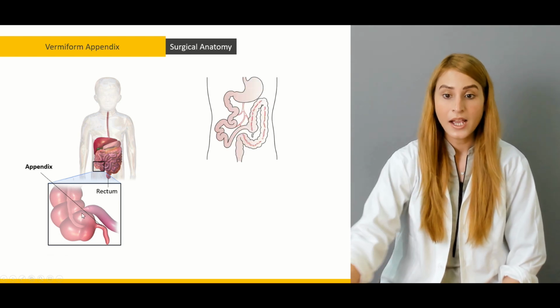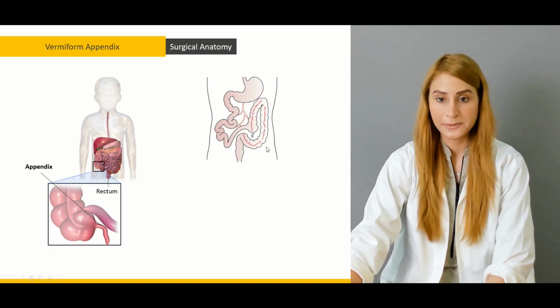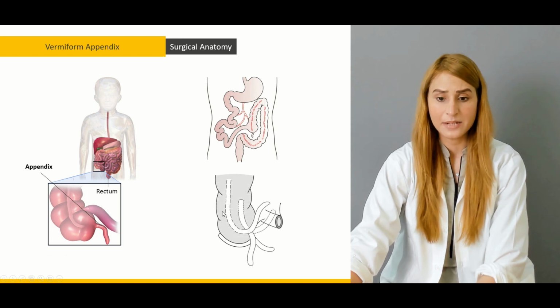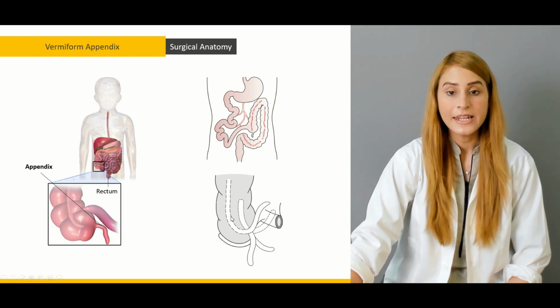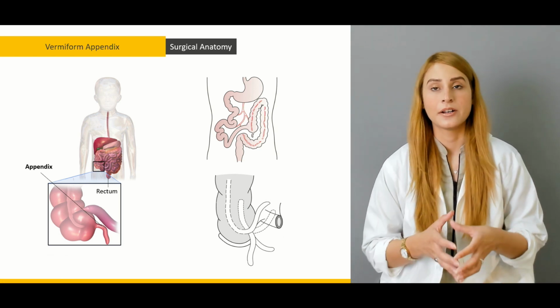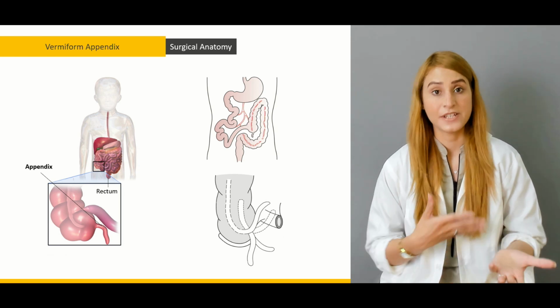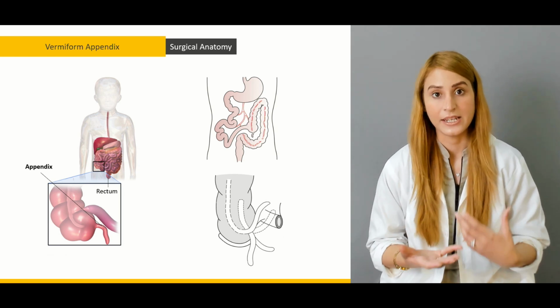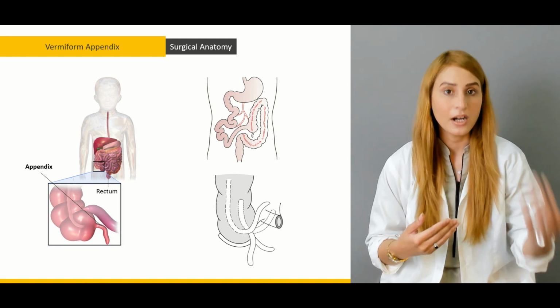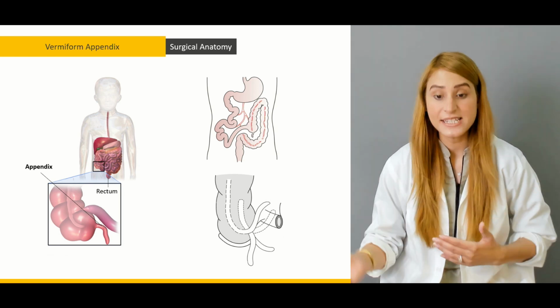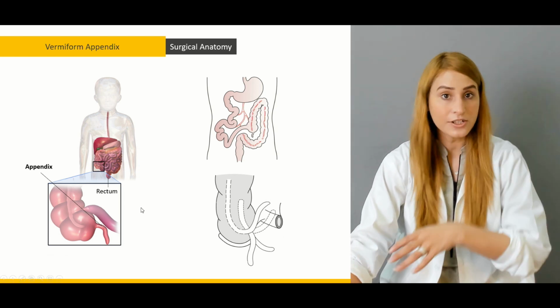You can see here another image showing the surgical anatomy. This is the cecum, and these are the different variable positions of the appendix. It can be retrocecal, that means it lies behind the cecum. It can be prececal, that means it is lying just in front of the cecum.